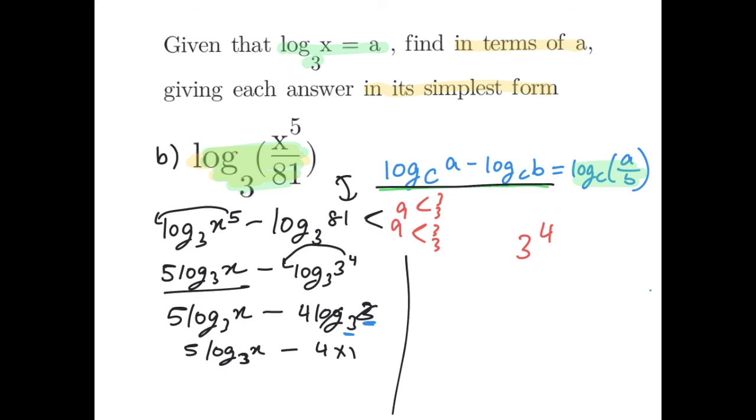And 5 log 3x, if we just look at the log 3x part, we notice that it is the same as this. So instead of writing log 3x, we can just write 5 times a minus 4 times 1, which is 4. So we get 5a minus 4 as our expression in terms of a in its simplest form.